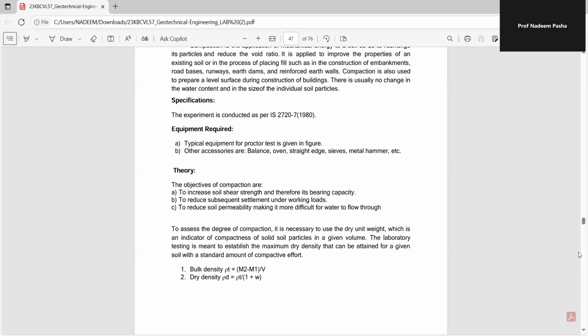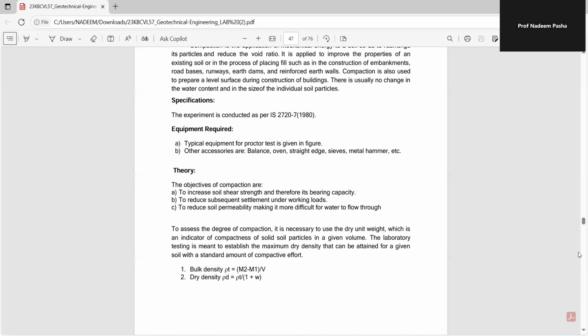Theory. The objectives of compaction are to increase soil shear strength and therefore its bearing capacity, to reduce subsequent settlement under working loads, and to reduce soil permeability, making it more difficult for water to flow through. To assess the degree of compaction, it is necessary to use the dry unit weight, which is an indicator of compactness of solid soil particles in a given volume. The laboratory test is meant to establish the maximum dry density that can be attained for a given soil with the standard amount of compactive effort.